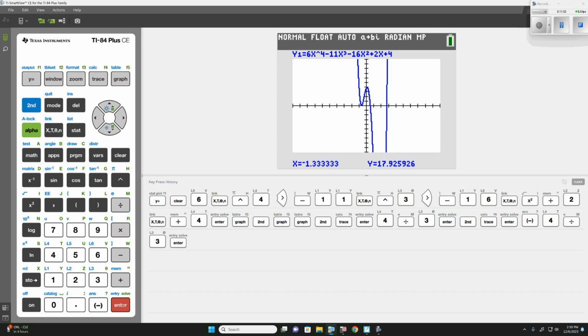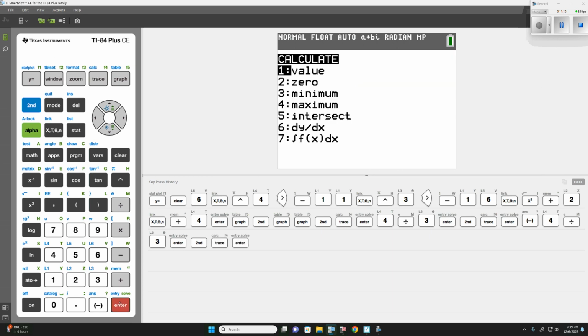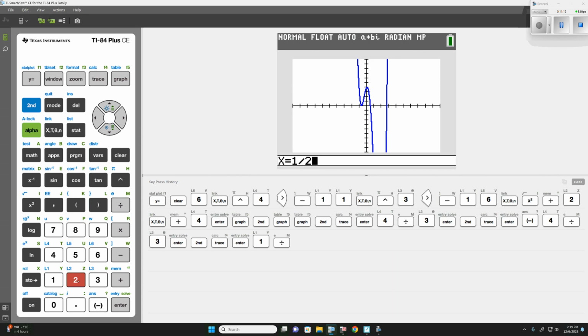So we can try the others. Pick one of those. 1/2. Positive or negative 1/2? Positive. Value 1 divided by 2. And we get a y value of 0. So is it a solution? Yeah, because we're trying to find what values of x will make the y value be 0.